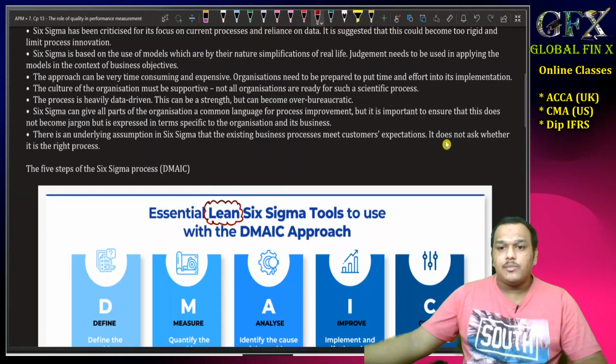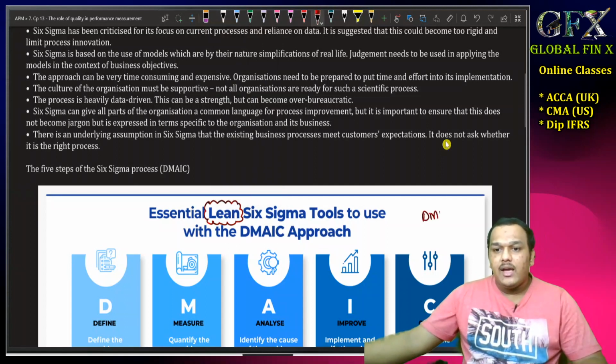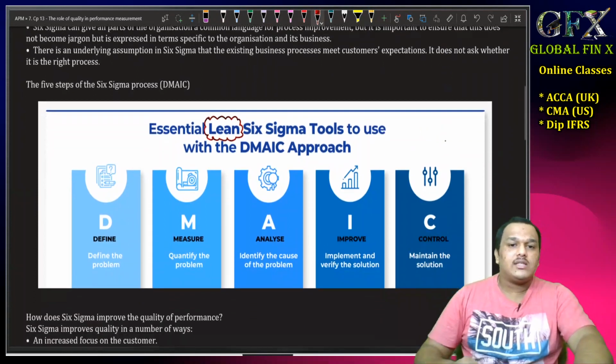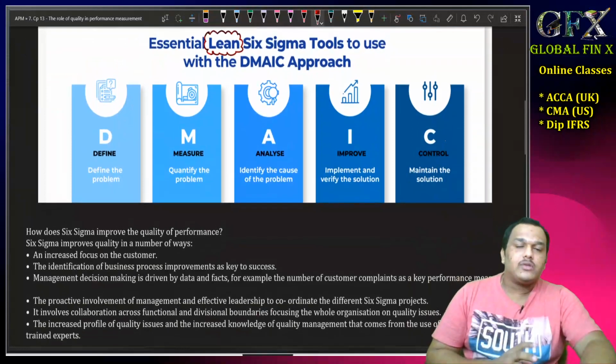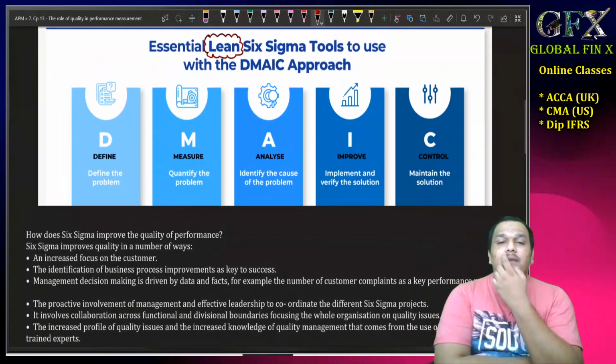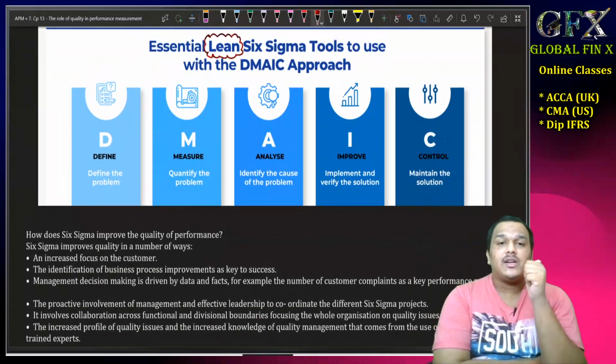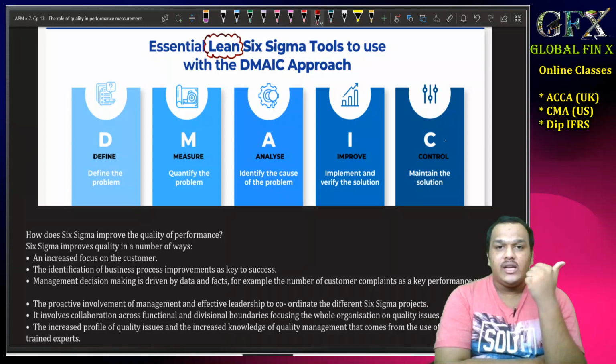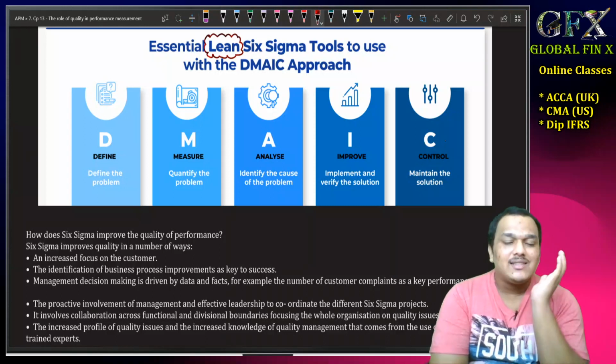Okay, there used to be something called DMADV, but that is not applicable anymore, that is gone. So let's just stick to DMAIC, which is a part of your syllabus. Sir, what is this DMAIC? D stands for define, measure, analyze, improve, control. Define, measure, analyze, improve and control. Sir, what does that mean?